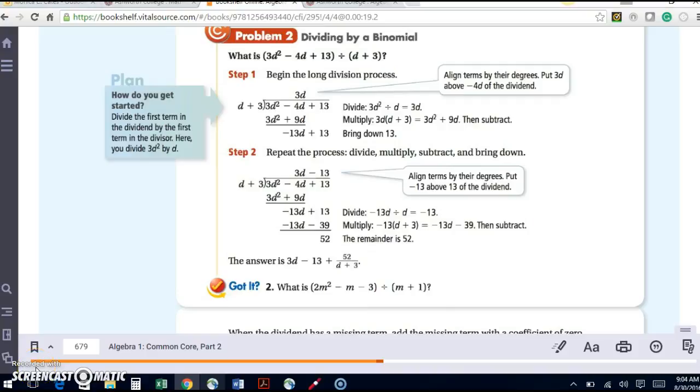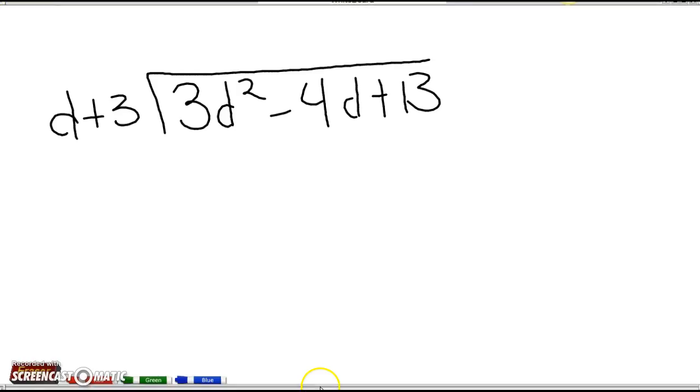Okay, we're still looking at dividing polynomials. This is problem number 2. This time we're going to be dividing by a binomial, and I'm going to show you the long division process. Long division is just like you remember when you were a kid, you did those really big numbers and you had to do long division. The exact same process. So I've written here on my whiteboard, and I am going to go ahead and start.